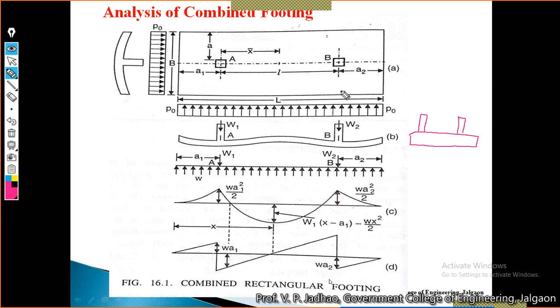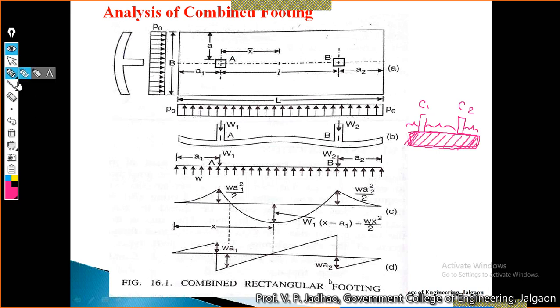If we invert this, what will happen? This will become a beam, and this beam is resting on this column C1 and this column C2. This portion will be a cantilever portion, and this portion will again be a cantilever portion, whereas the portion between column C1 and C2 is supported on columns C1 and C2.